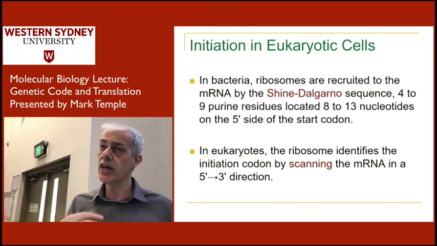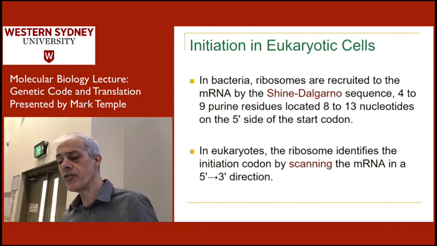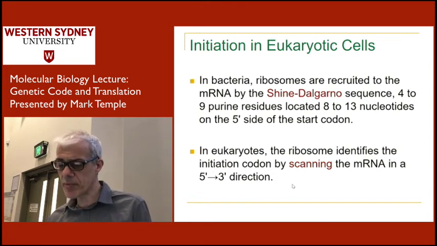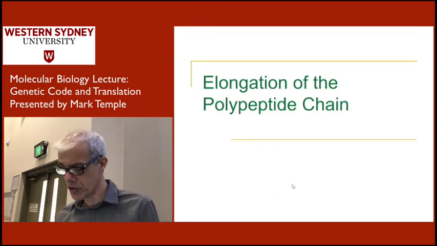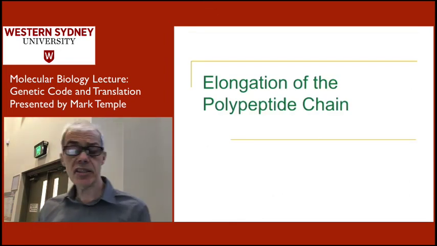So we don't have Shine-Dalgarno sequences in eukaryotes. We have that in bacteria. In eukaryotes, we have 5' cap messenger RNA. It's not mentioned in the slides here, but the ribosome attaches, and then it slides along in the 3' direction until it comes across an AUG. So that's how initiation begins.